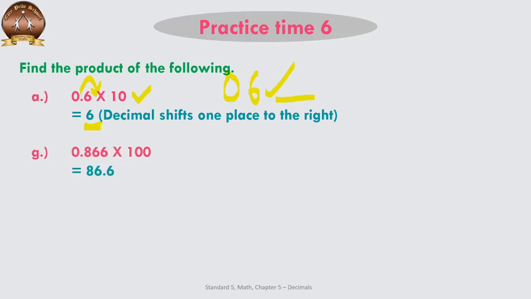The B part is 0.866 multiplied by 100. 100 has two zeros, so we shift the point to the right hand side two places. 86.6 is the answer.